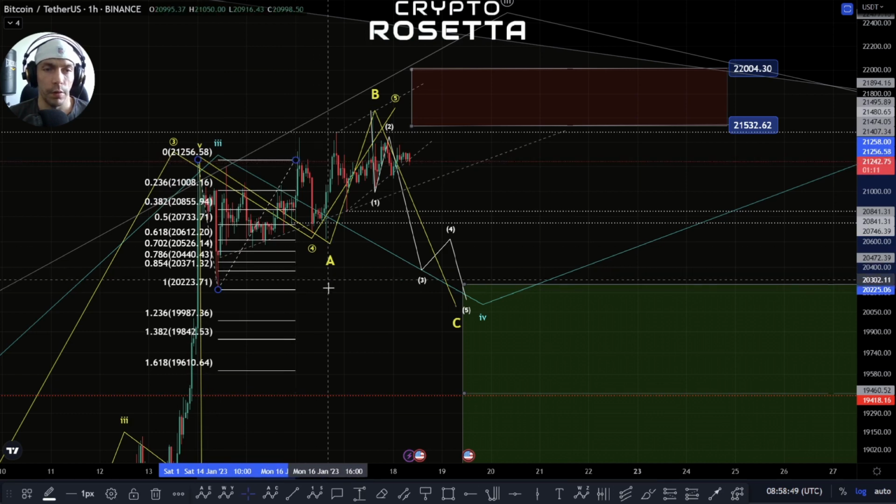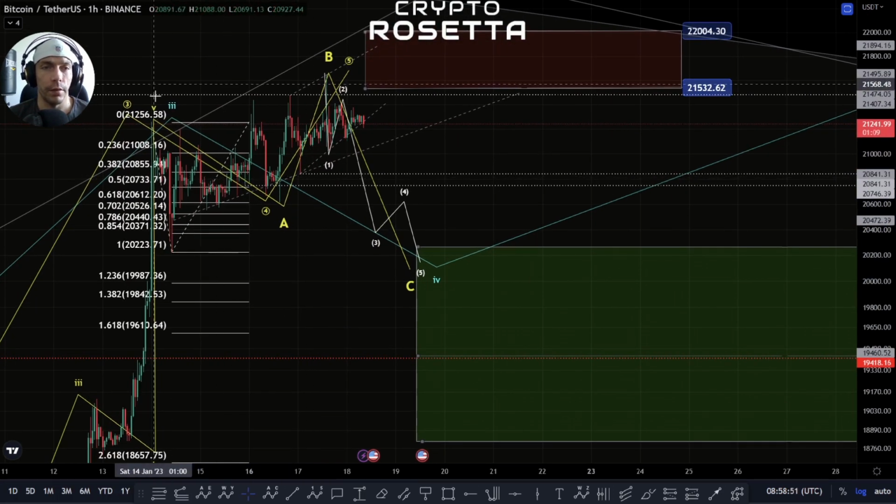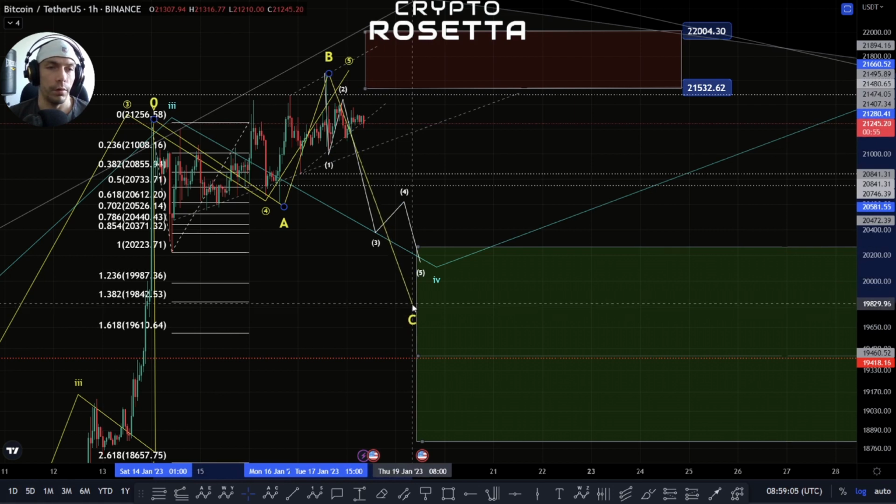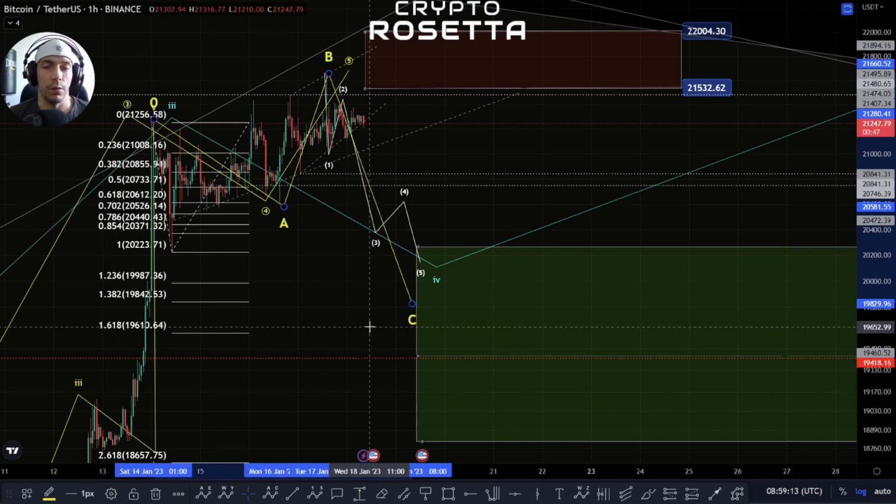I'll bring this back up here. So if we have an expanding flat here within this move, the target zone I'd be looking for is we'd want to cross this 20,223 and potentially move down into this 1.382 to this 1.618 zone. That would be a zone we could look to target out for the C. So that would bring us down towards this 19,800 area, and at the 1.618 it would be this 19,610 zone.